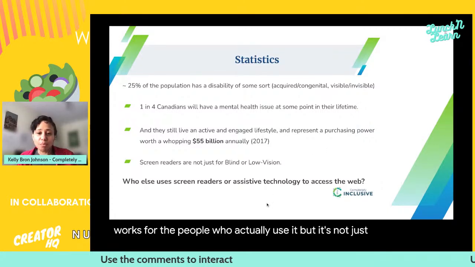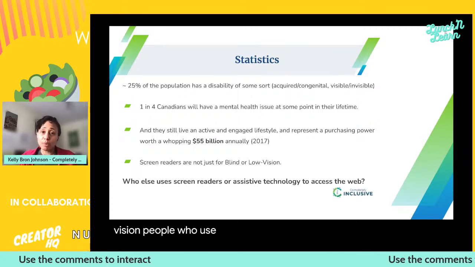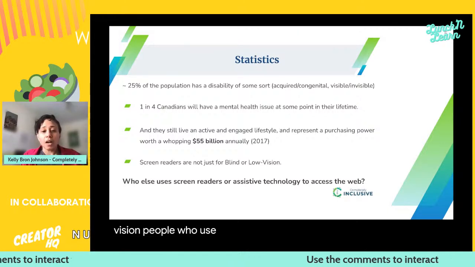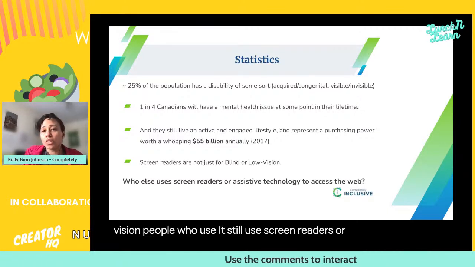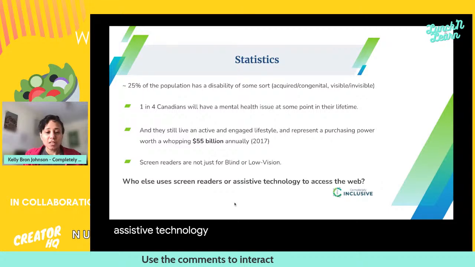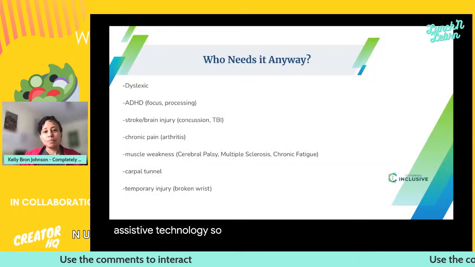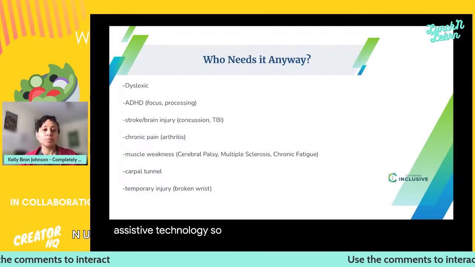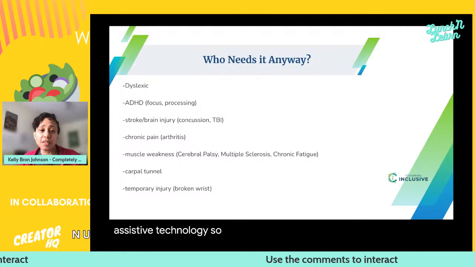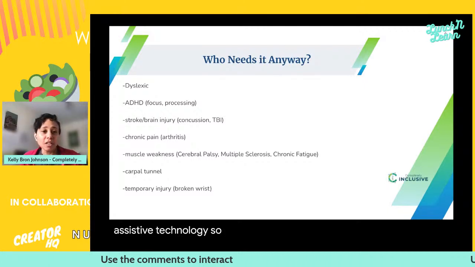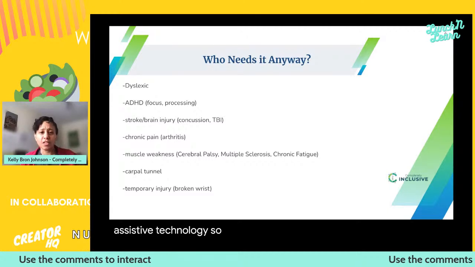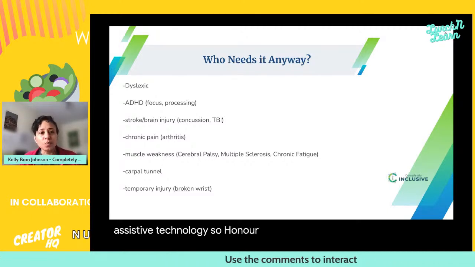But it's not just blind or low vision people who use it. Lots of people who are fully sighted still use screen readers or other types of assistive technology. So let's take a look at some of these people. People who are dyslexic often, rather than trying to read, because it's just more taxing, it's not that they can't read, it's just that it takes a bit longer, will often use screen readers.